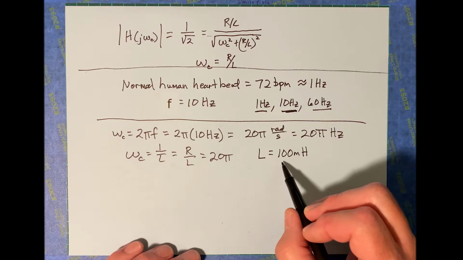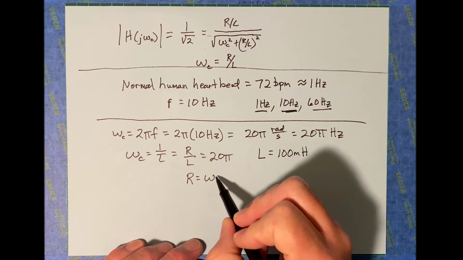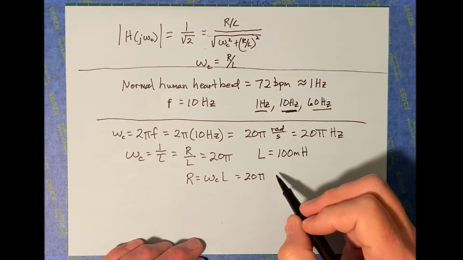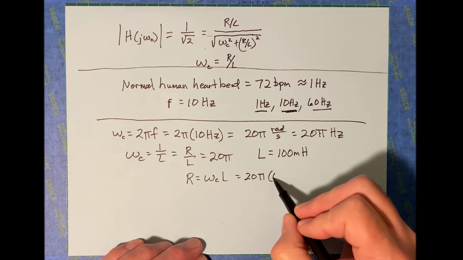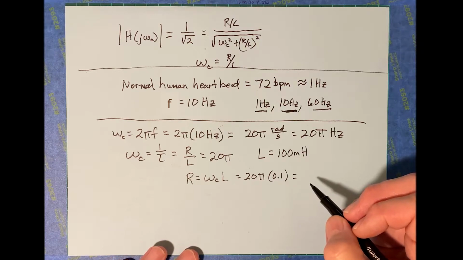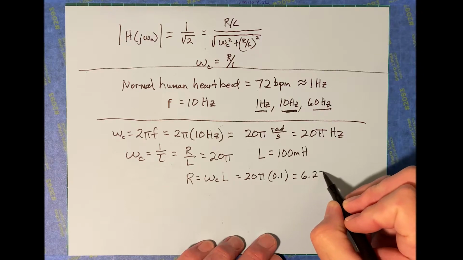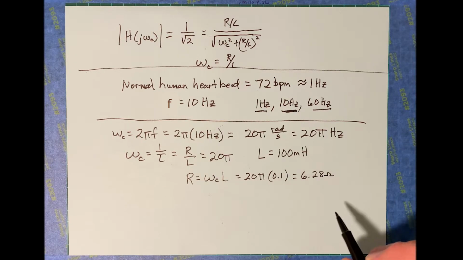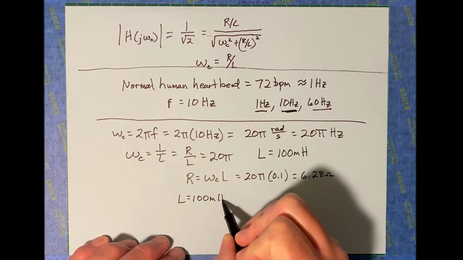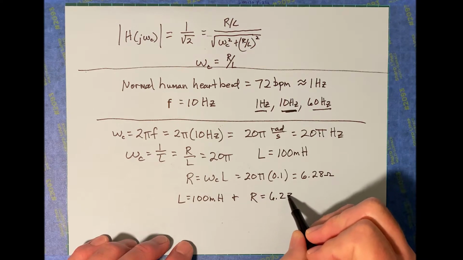Then if that's our L value, our R value is going to be omega sub c times L, so that's going to be 20 pi times 100 milli, that's 0.1. And what is that going to be? That turns out to be 6.28 ohms. So we'll choose our L equals 100 millihenry, and we'll choose our R equal 6.28 ohms.